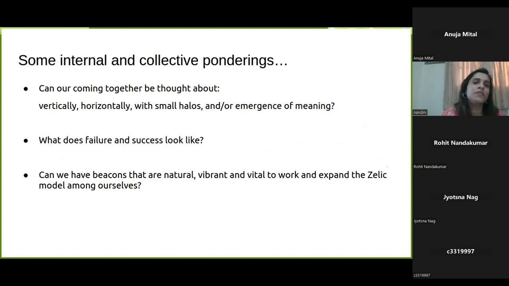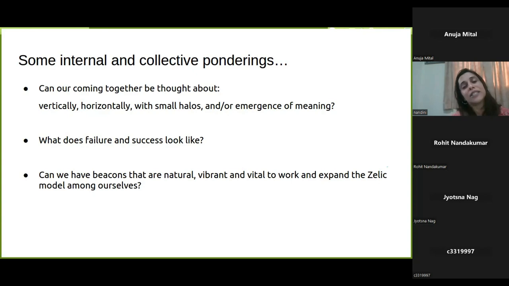And some of the internal and collective ponderings I've also been thinking about is, can coming together be thought about simply? Like, are we able to think about what are the vertical connections that we have? Say I was part of an organization and I didn't know a different part, and then through the Seed Lab, I knew somebody. So that is a vertical connection that I have established that can be quantified. There was a person in a site, or there's a horizontal level of engagement that I'm doing with fellows, or a horizontal level of engagement I'm doing with respect to the embeddedness of the community. Has that expanded?